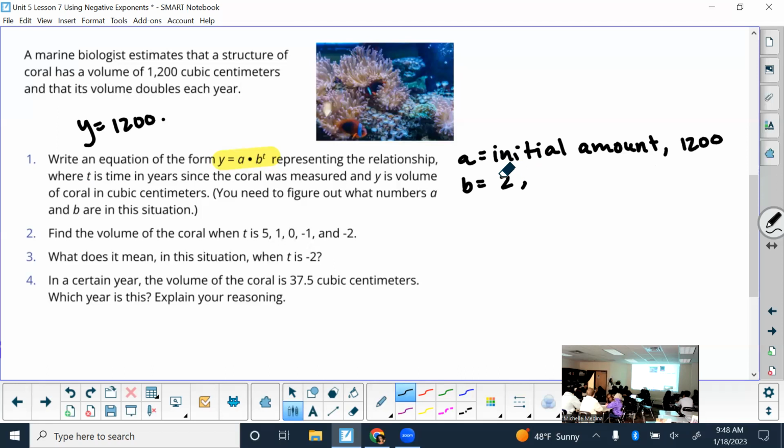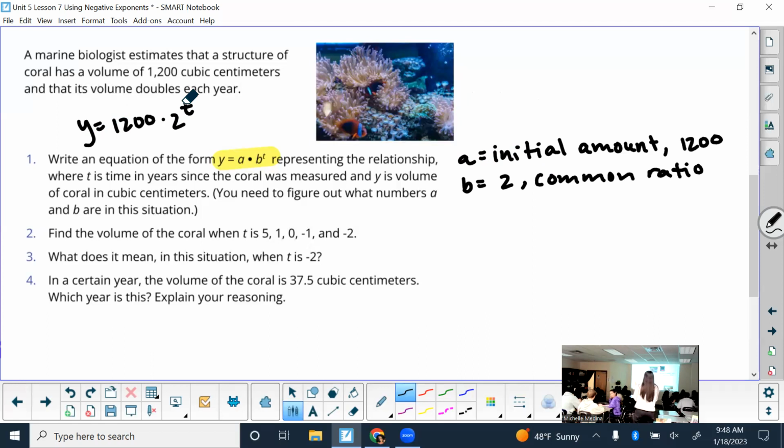So then what's that word we defined yesterday, table 2, that we times by each time to get the next number? That's what we did yesterday. So B is your common ratio. So that's what I'm timing by each time to get the next number. And it's 2 because it's doubling. So timing by 2, good. So then it's 1200 times 2 to the t power is my equation.